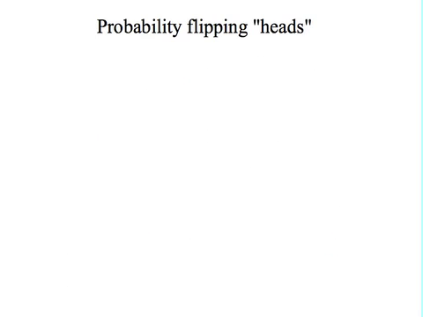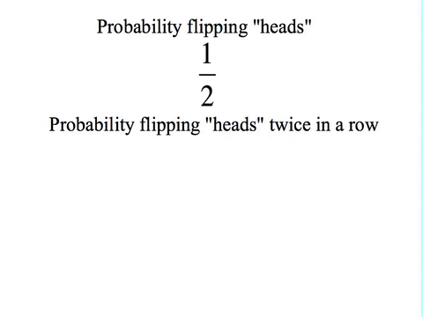The probability of flipping heads when you flip a coin is 1 out of 2. If you flip 2 coins, the probability of flipping heads twice in a row, you may remember, was 1 way out of 4. That can also be written as 1/2 times 1/2. And that works because when you flipped it the first time, you had a 1/2 chance of getting heads, and then when you flip it again, you have another 1/2 chance of getting heads. 1/2 times 1/2 is 1/4.